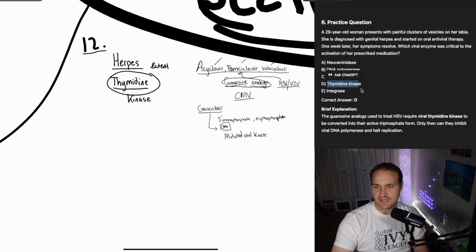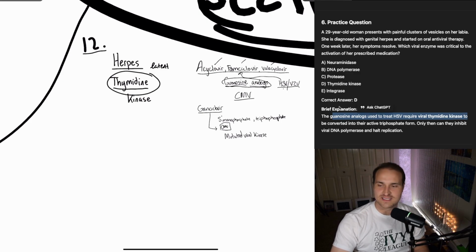Obviously, it's thymidine kinase, because we have a guanosine analog that's used to treat HSV, and it requires this. A recent test question, thymidine kinase. Okay, let's look at these other answer choices.